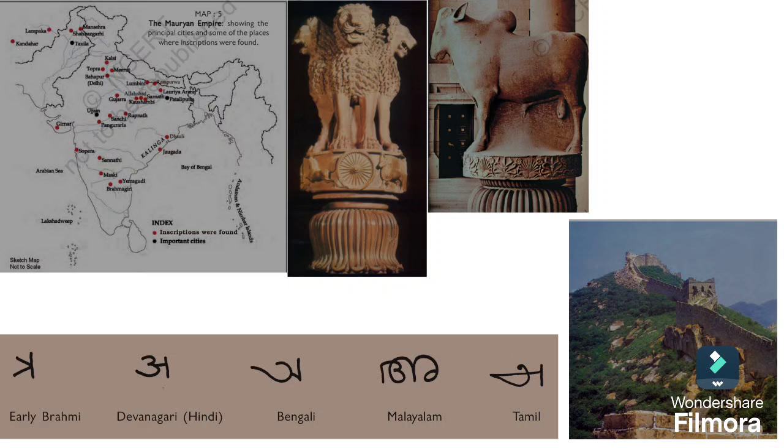Here you can see the letter A written in different scripts: early Brahmi, Devanagari or Hindi, Bengali, Malayalam, Tamil. Page number 74.